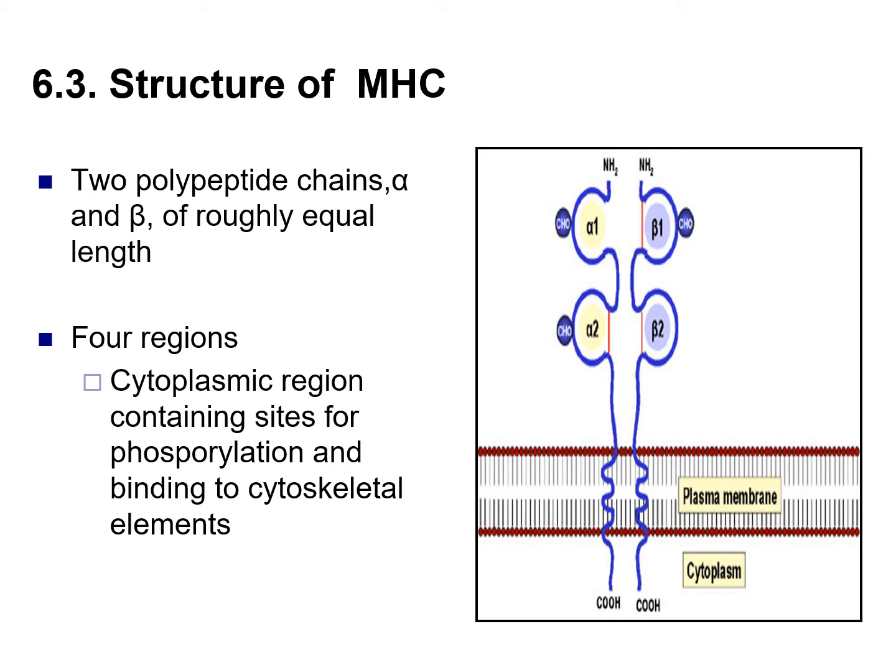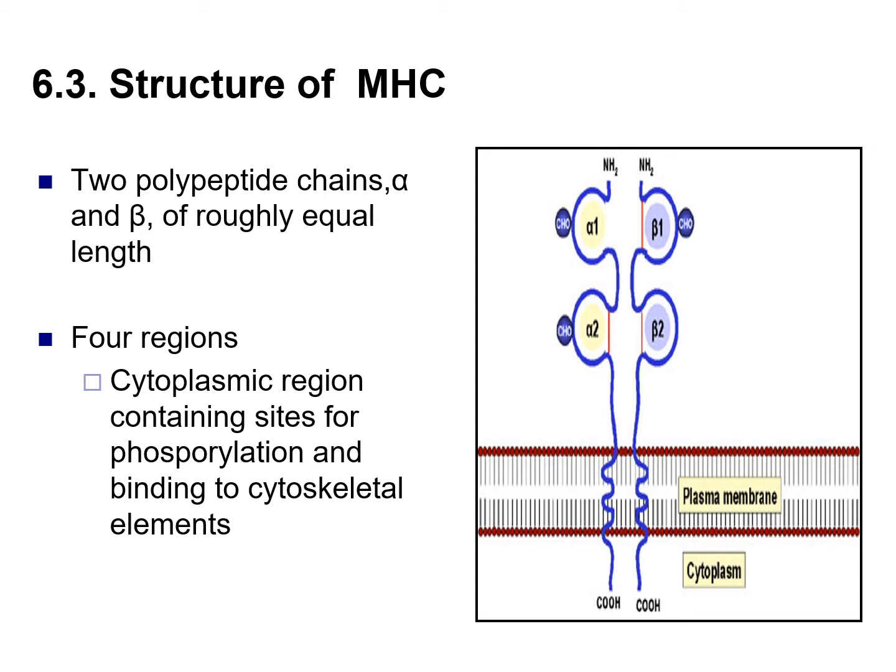Okay, so this one is the structure of the class 2 MHC. So you can see here that there are two polypeptide chains. First, the alpha chain, which is made up of two chains, alpha 1 and alpha 2. And then the other side we have beta 1 and beta 2. You can notice that there is a carbohydrate attached to the surface of these polypeptide molecules.